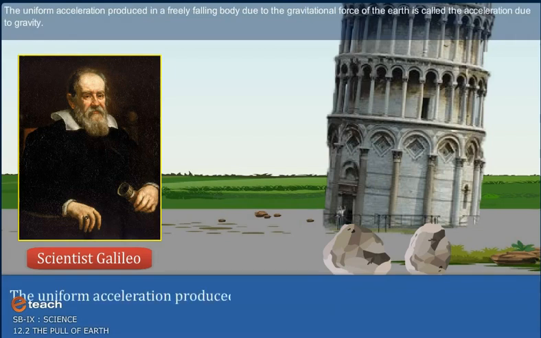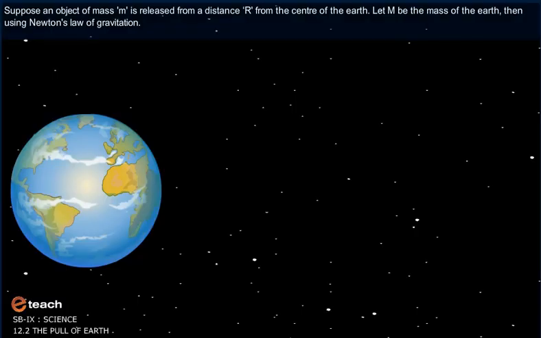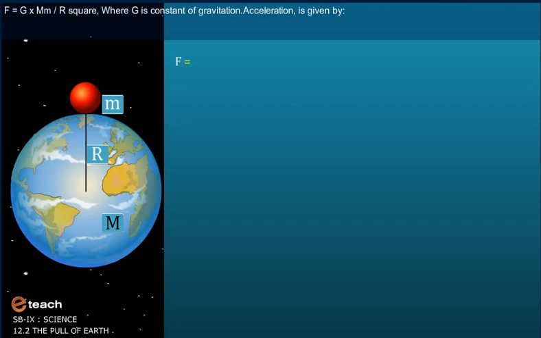The uniform acceleration produced in a freely falling body due to the gravitational force of the Earth is called the acceleration due to gravity. Suppose an object of mass m is released from a distance r from the center of the Earth. Let M be the mass of the Earth, then using Newton's law of gravitation, F is equal to G M m upon r square, where G is the constant of gravitation.